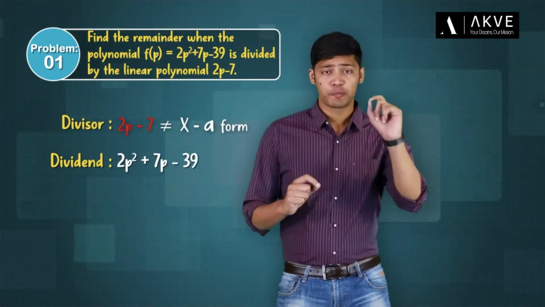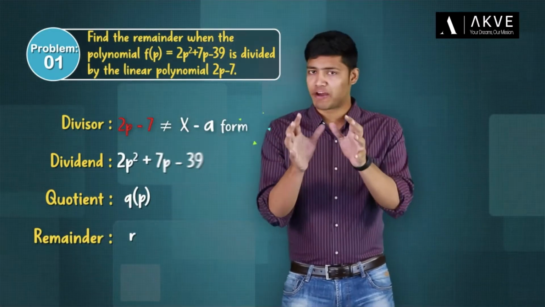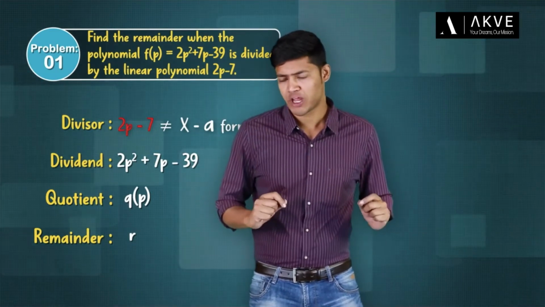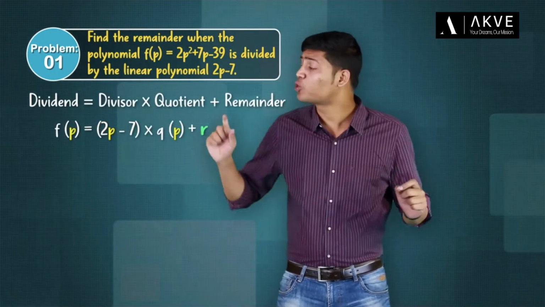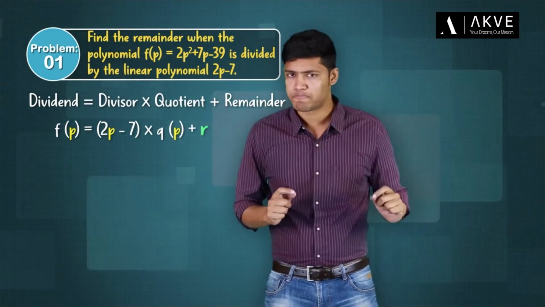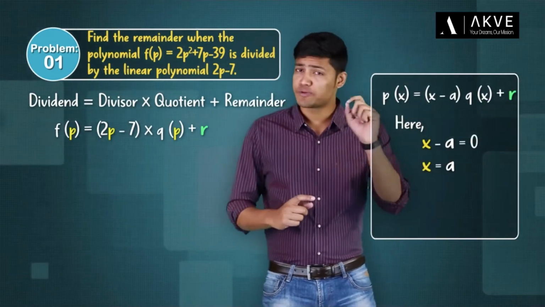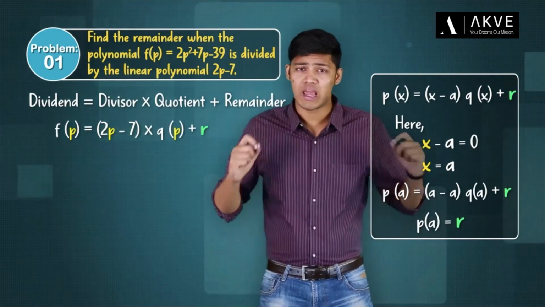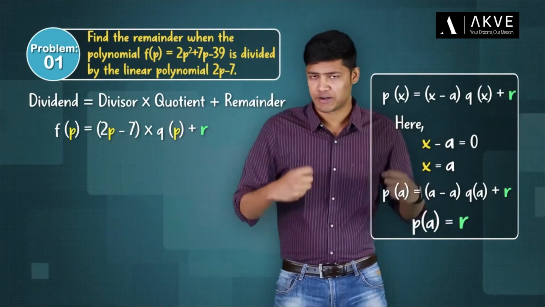Let's say q of p is the quotient and r is the remainder when the polynomial f of p is divided by the linear polynomial 2p minus 7. So we can express the polynomial f of p as the product of 2p minus 7 and q of p plus the remainder r. Now if you remember, in the remainder theorem, to find the remainder we substituted a in place of x. So our main aim was to make the divisor term 0 so that we can find the remainder.